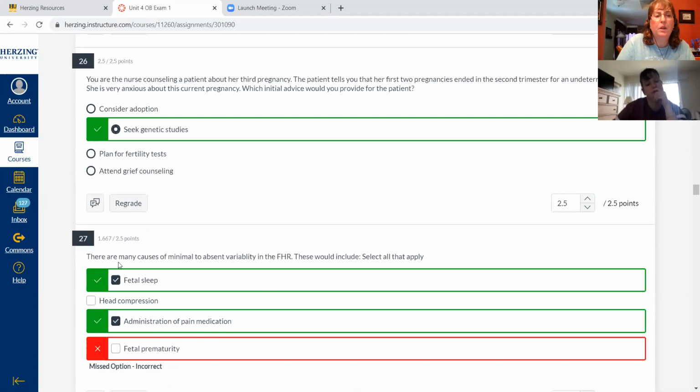Okay, here's another one. There are many causes of minimal to absent variability in the fetal heart rate. These would include fetal sleep, administration of pain medicine, and then I guess you were supposed to pick fetal prematurity as well. Okay.